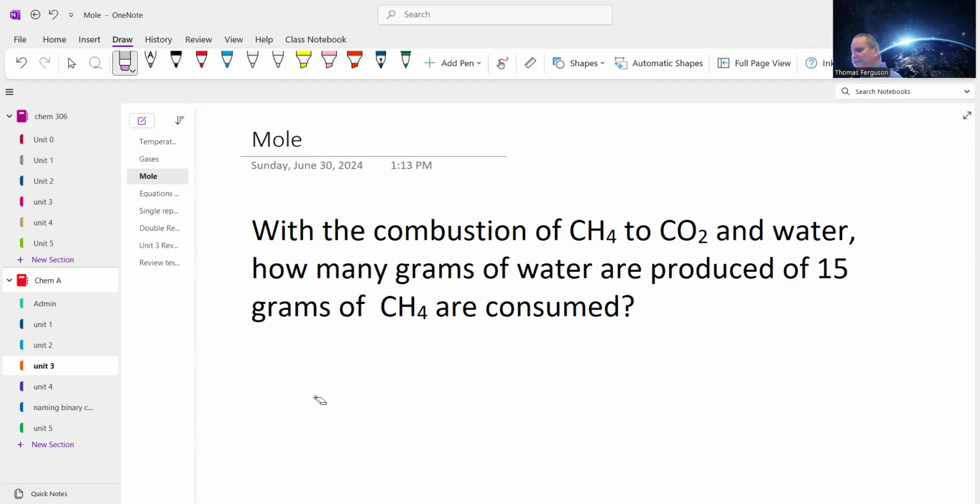With the combustion of methane to carbon dioxide and water, how many grams of water are produced if 15 grams of methane are consumed? Is there a reaction going on here? Yes. We have to take a different perspective on how we do this calculation. And this is stoichiometry. A very simple example of stoichiometry. And we have a reaction going on there.